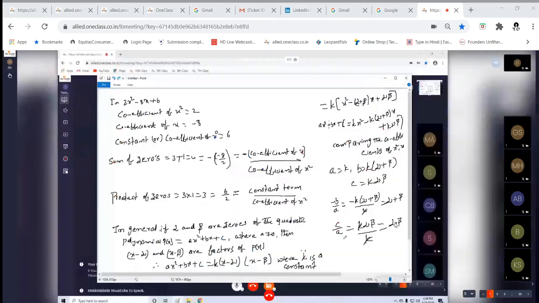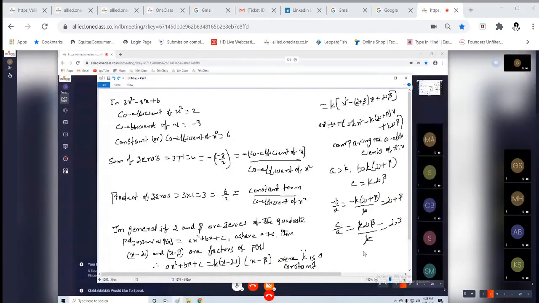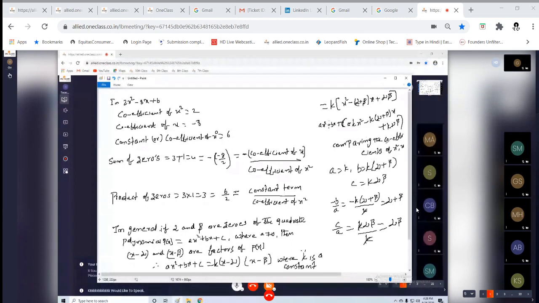Term by coefficient of x square. Have you understood, children? Keep in your mind, if a quadratic polynomial is ax square plus bx plus c, the sum of its zeros is minus b by a, that is equal to minus coefficient of x by coefficient of x square. Product of zeros means constant term by coefficient of x square. Got it, children? You have to keep this in mind.